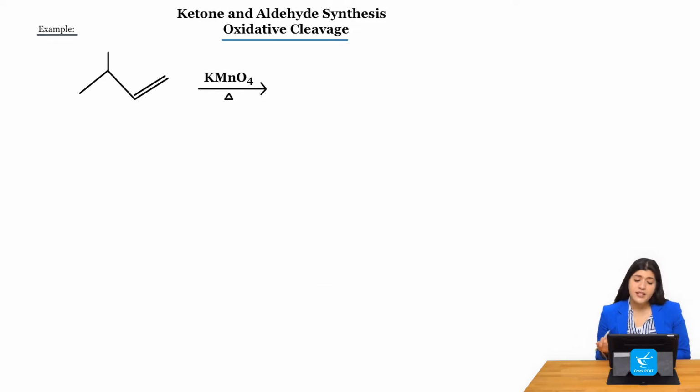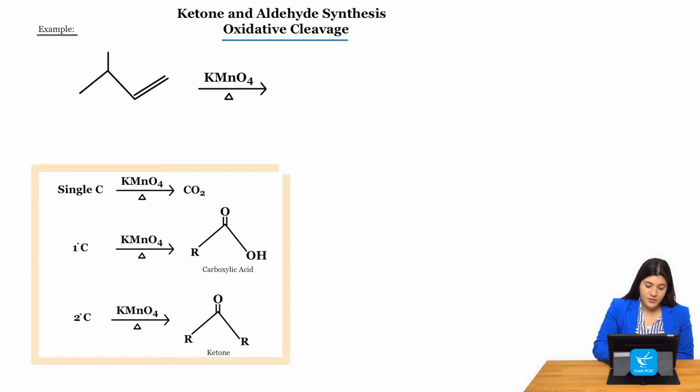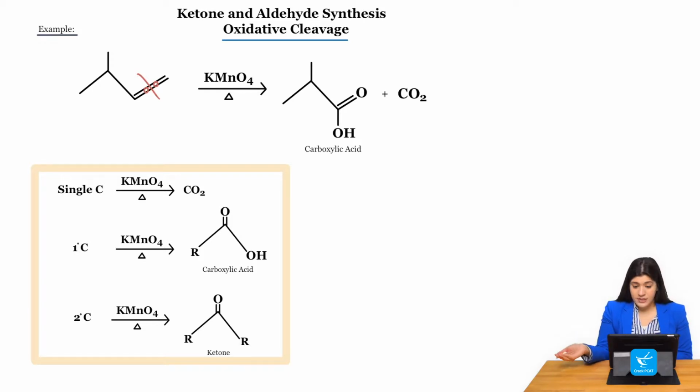Let's do an example of this. So I'm just going to cut along the middle here and do this same process. So remember what I'm doing is I'm just chopping this down, putting an oxygen and an oxygen on either side. If I were to look here, I'd see that this carbon is by itself. It's a single carbon, so this is going to give me CO2. And then the last part here, well, this carbon is attached to one other carbon, so that's going to be primary. That's going to give me a carboxylic acid. So I wouldn't form a ketone in this case.